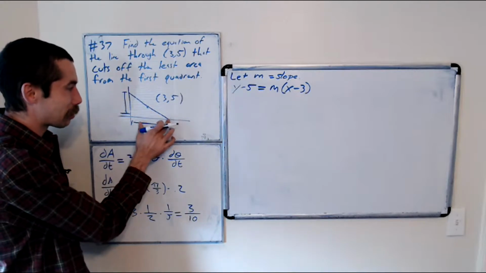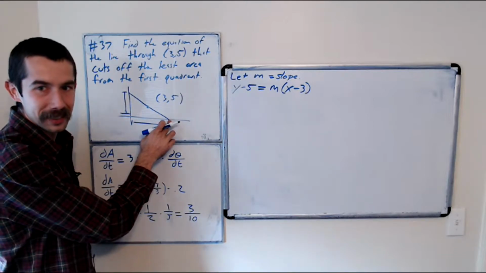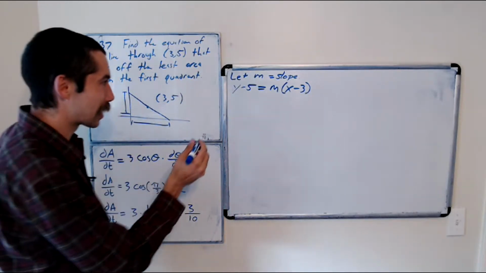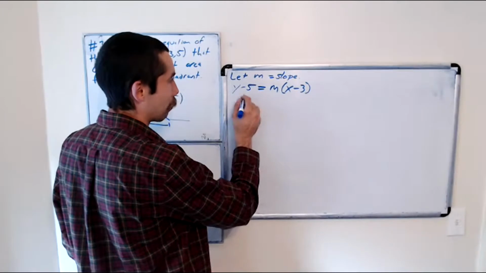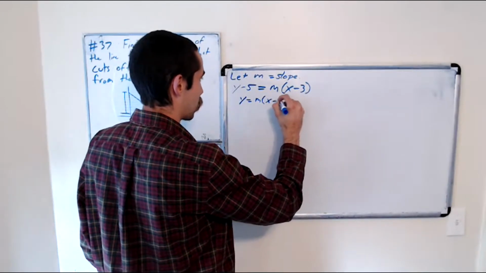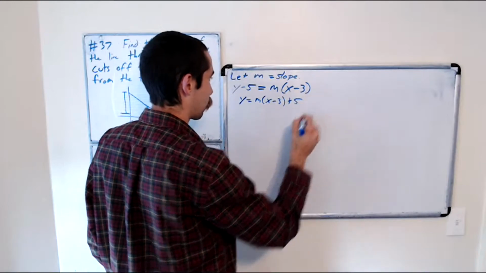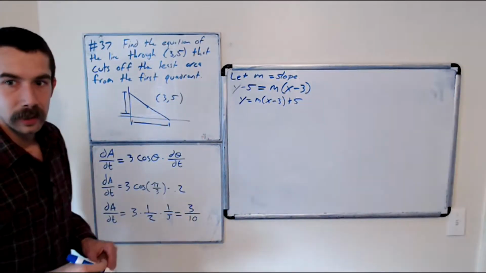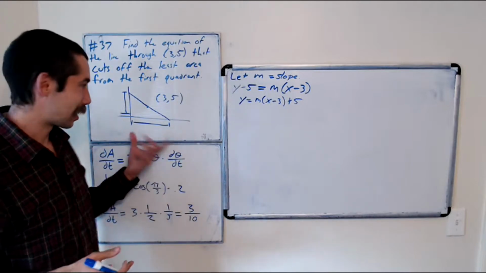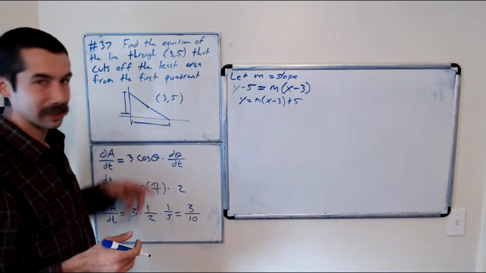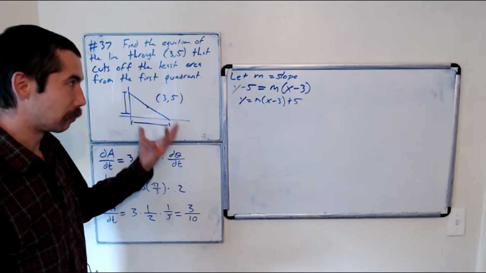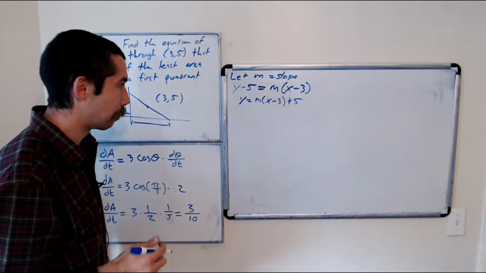Okay, so how are we going to find this length and this length? Well, this length we should just find the x-intercept. To get this length, we need to find the y-intercept. Okay, so we need both the x-intercept and the y-intercept. Let's rewrite this as y equals m(x minus 3) plus 5. So we need the x-intercept and the y-intercept, and that's going to help us find the area of this triangle, and then we could minimize the area based on m.